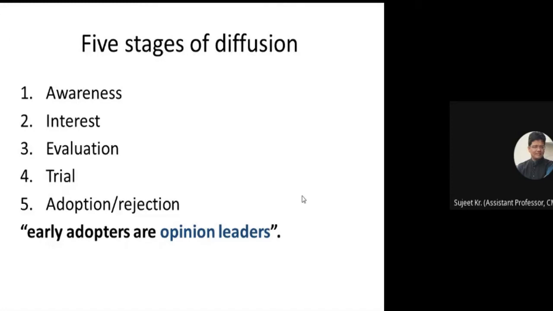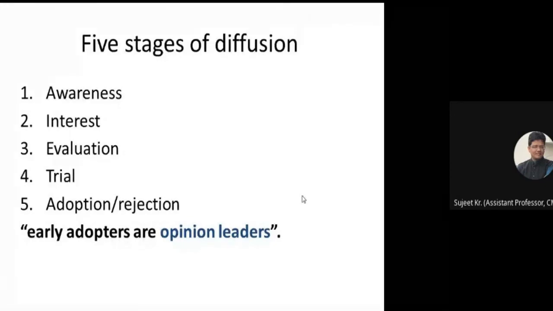The third stage is evaluation. People will evaluate the existing system and this new idea, and what difference this new idea will bring into society or into an individual's life, right? So people will evaluate the benefits, disadvantages, advantages, all these things. So at the third stage, first people get aware, then they get interested, and then they evaluate whether it will benefit them or not.